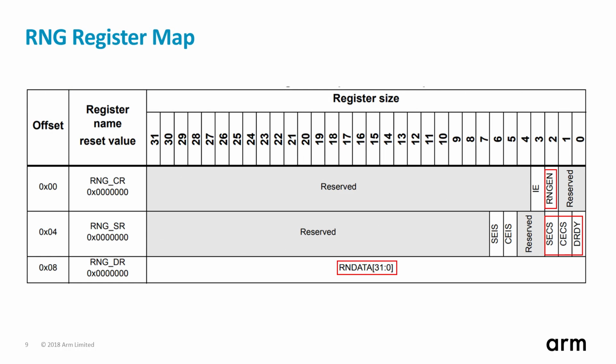This is a picture taken from the reference manual. It shows the three registers we are using, and I highlighted the relevant bits that we are going to use in red. Starting at the bottom, the data register, this is where the random number is located. The status register has three bits that are relevant for checking for errors. And the control register has one bit that we use to enable the RNG. The other bits are used in interrupt modes, and most of the bits are reserved.